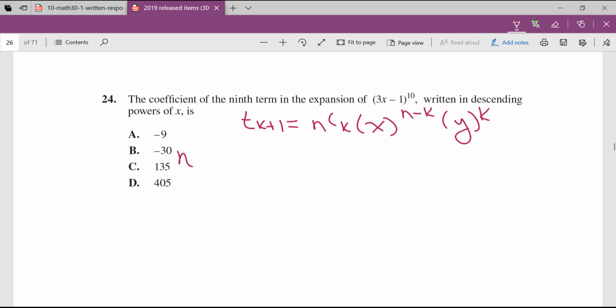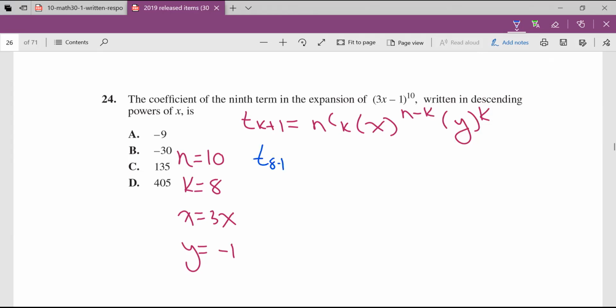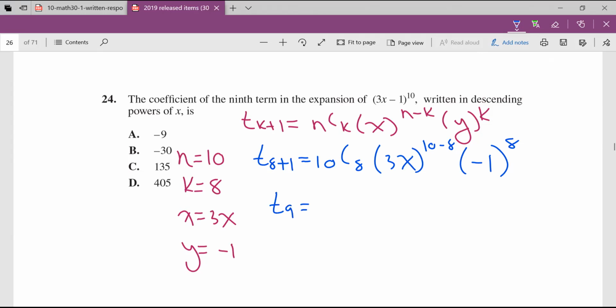All I want you to do is just write it out. Take your time. So n is my exponent, 10. Well, friends, if I want the 9th term, that means k is 8. x is 3x. y is -1. Now what we do is we sub in our values, and take your time while you're doing it. Like that. And now all we're going to do is simplify. So this is term 9.